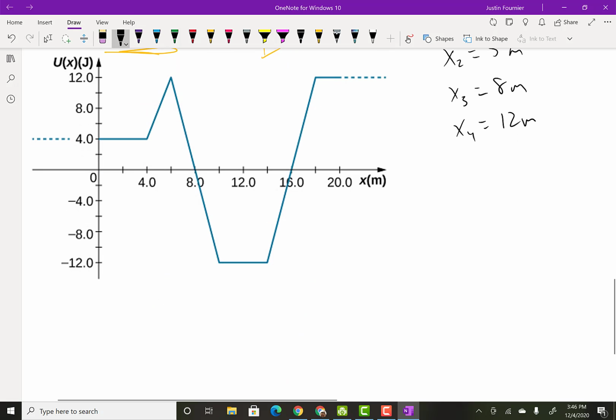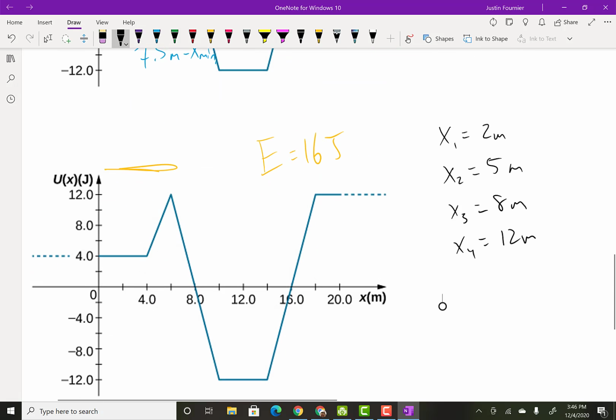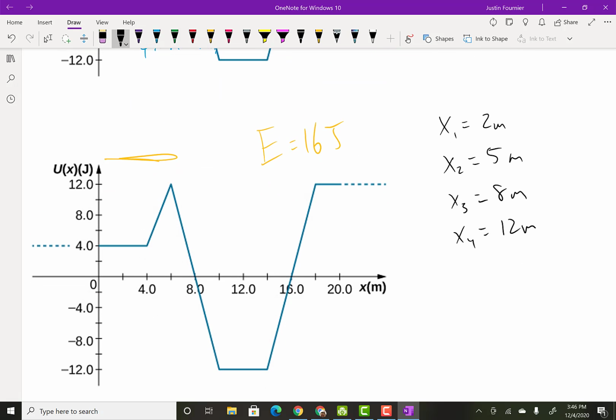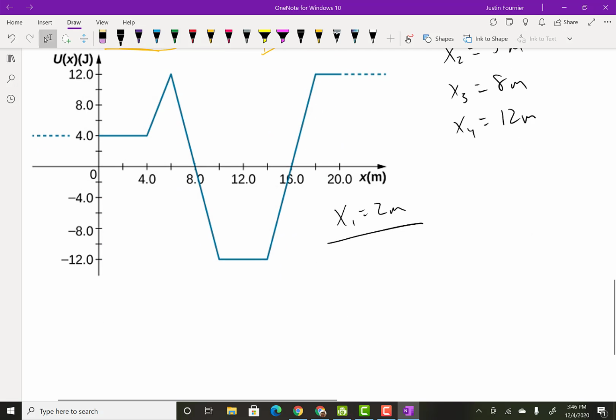So what I'm going to do now is use the fact that, we'll start first with x1 is 2 meters. We'll start here. And then I'm going to use the fact that the total energy, maybe I'll throw it over here.